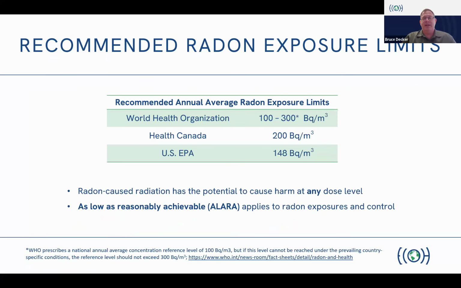So what are the recommended exposure limits? Well, in Canada, it's 200 becquerels per cubic meter. In the US, it's 148, and that's just because of a metric imperial conversion. Think about it as 150 if you want. And World Health Organization, a lot of people say it's 100. That's the target, but it's actually 100 to 300 because there's certain places in the world and in the country that you just can't get it below 200. Okay. So Canada's kind of smack dab in the middle, Health Canada.